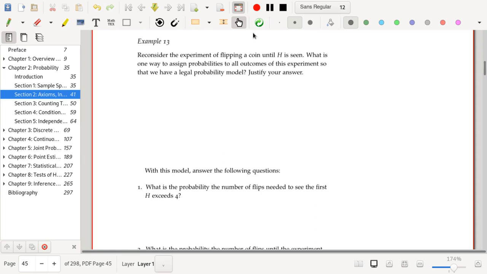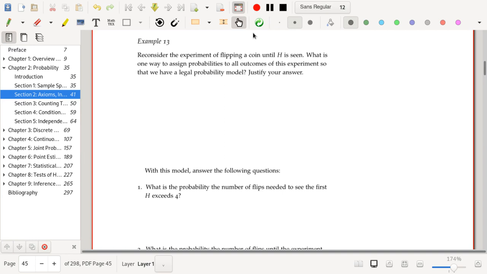Example 13. Reconsider the experiment of flipping a coin until heads is seen. Ooh, this one's going to get rather involved. What is one way to assign probabilities to all outcomes of this experiment so that we have a legal probability model? Justify your answer. So, how could we possibly do this?